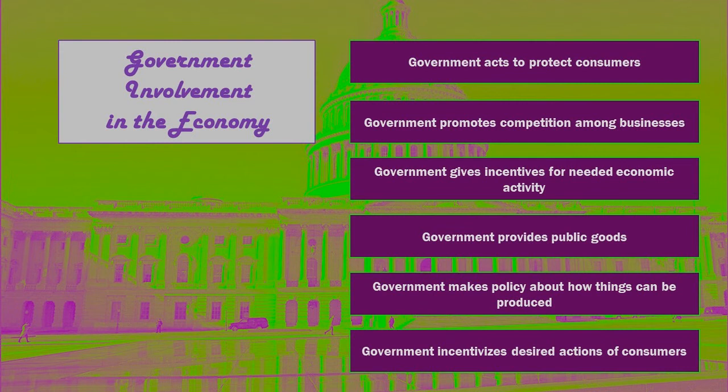The government's also going to make policies about how things can be produced. We may limit certain types of materials that can be used. We don't have lead in paint anymore. We may create rules about how much pollution can be allowed while manufacturing and things like that.